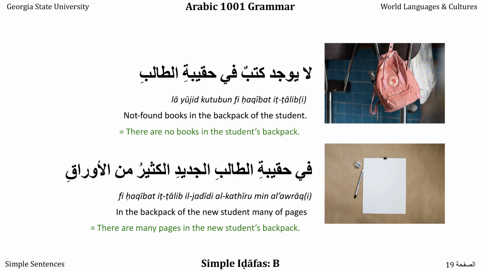We can also use the iḍāfa in a fronted predicate prepositional phrase sentence. We can say, Fi haqibati talibil jadidi, in the backpack of the new student. Al-kathiru min al-awraq. Al-kathiru min al-awraq is the subject or mubtada of the sentence here because we've put the prepositional phrase first. In the backpack of the student, the new, that is, in the backpack of the new student, we have many papers, or there are many pages in the new student's backpack.